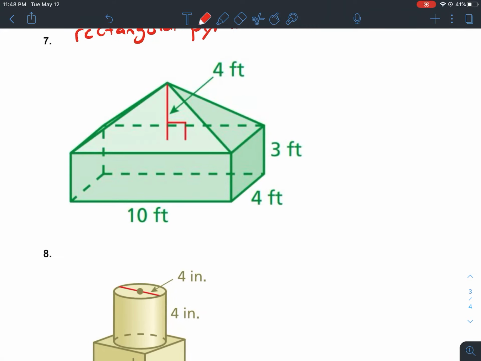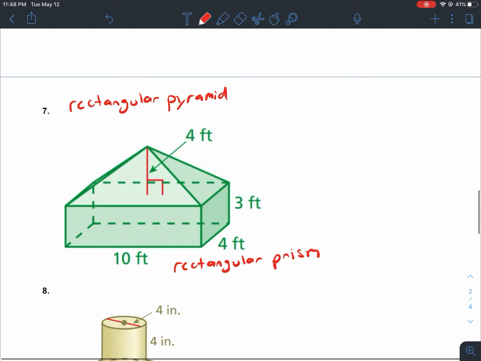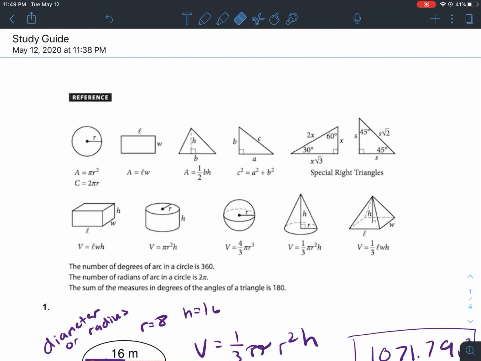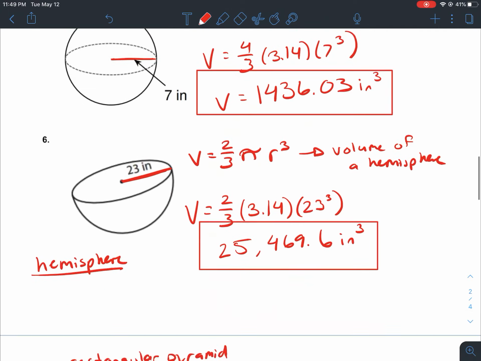And if we look on the bottom here, this is a rectangular prism. So if I cut the shape off right here, all I need to do is find the volume of the rectangular pyramid, the volume of the rectangular prism, and add them up. So if we look up here, for a rectangular pyramid, I'm going to use this formula, which is 1/3 times length times width times height.